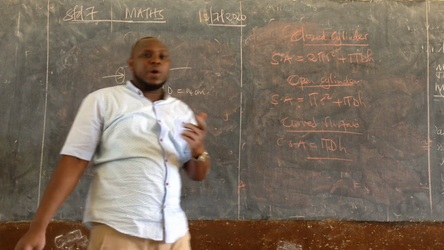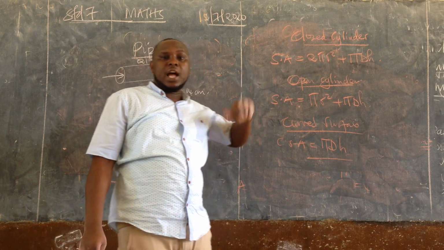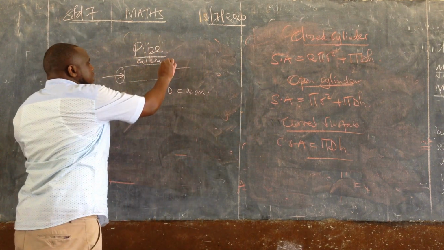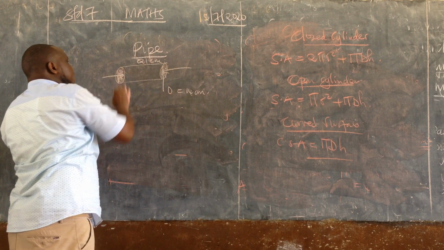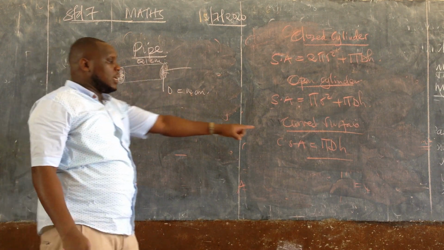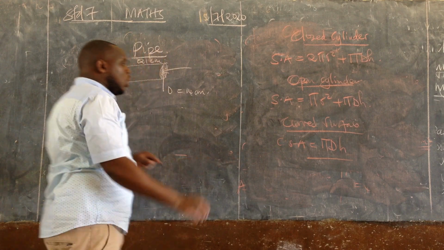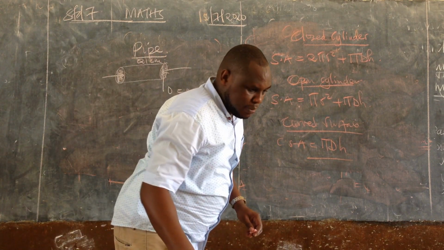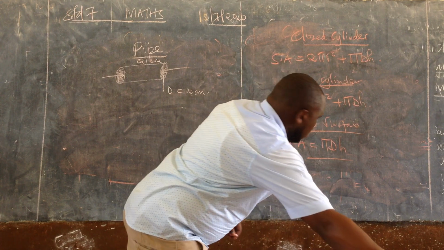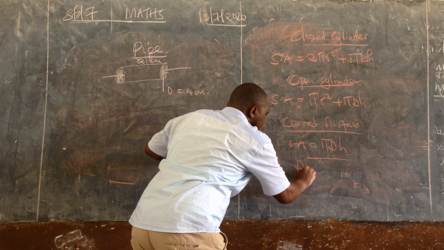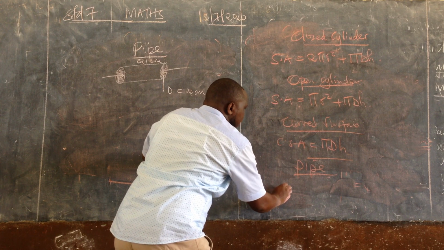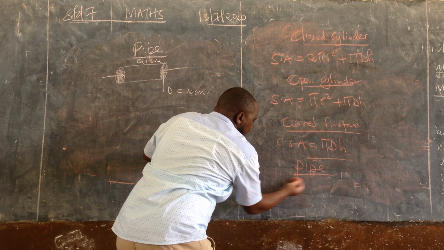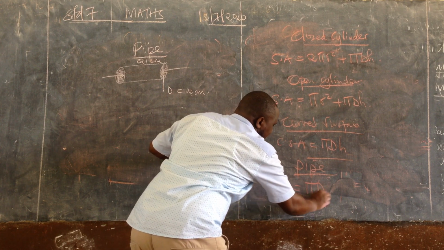Do you know that there is a way we can get the total surface area? You realize that the two sides are not there. This and this are not there, meaning that we are only calculating the area of the curved surface. So, Lana, when you are calculating the pipe, let me write it here. When calculating a pipe, you use the formula for curved surface area, which is going to be pi d h.